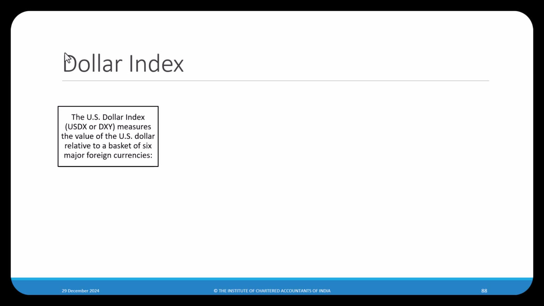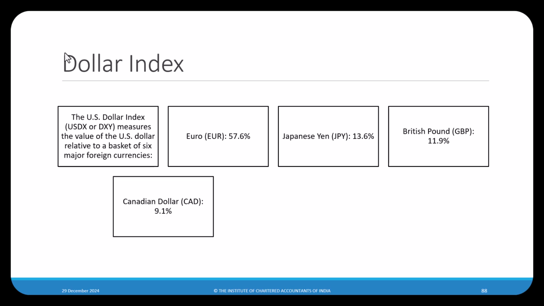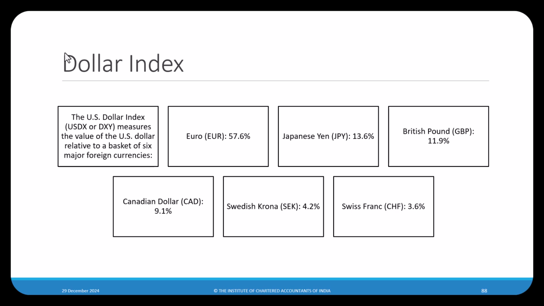So the dollar index was started a few years back, maybe around 1973. US dollar index, which is called USDX or DXY, measures the value of US dollar relative to the basket of 6 major currencies. Okay. Euro is 57.6% of that index. Japanese yen is 13.6. British pound is 11.9. Canadian dollar is 9.1. Swedish krona is 4.2 and Swiss franc is 3. So there are about 6 currencies on which the dollar index has been formed.